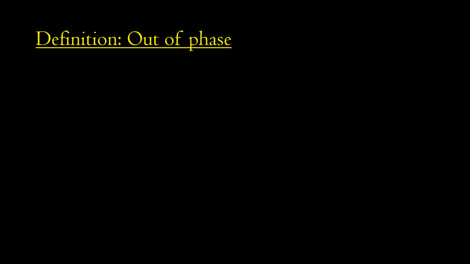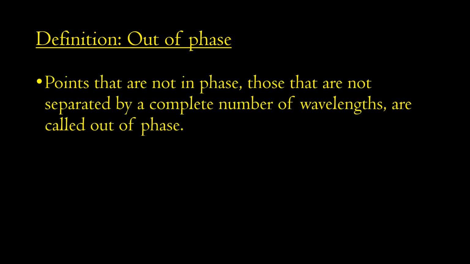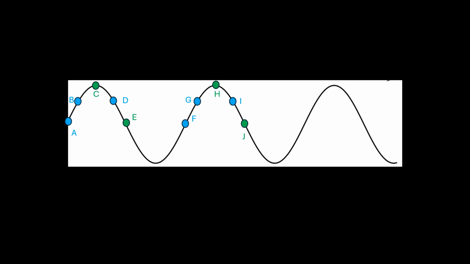Before we finish this lesson, it is important to mention that in the same way we have points that are in phase, we can also have points that are said to be out of phase. Points that are out of phase are those that are not separated by a complete or natural number multiple of wavelengths. For example, points A and E are not separated by a natural number multiple of wavelength, so they are not in phase. That is, they are out of phase with each other.